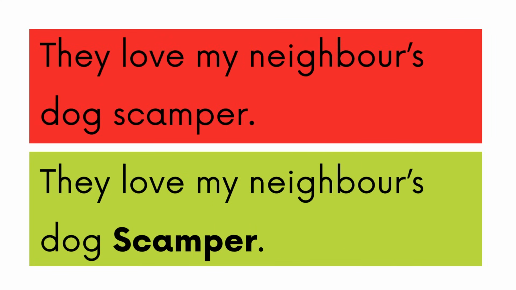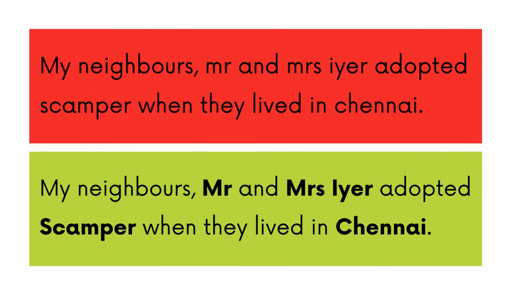In the sentence, they love my neighbor's dog Scamper. The name Scamper is a proper noun and should be capitalized. In the sentence, my neighbors, Mr. and Mrs. Iyer adopted Scamper when they lived in Chennai. Several proper nouns need to be capitalized in this sentence. Proper nouns: Mr. and Mrs. Iyer, names and titles. Scamper, name of the dog. Chennai, name of a city.